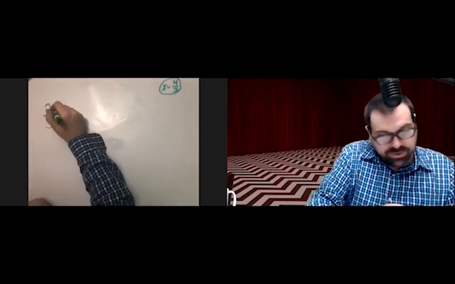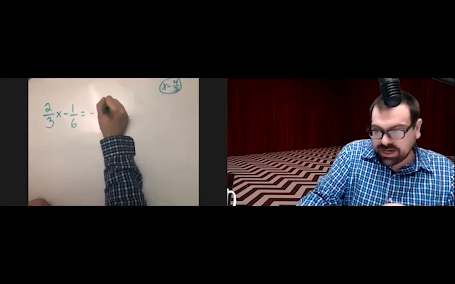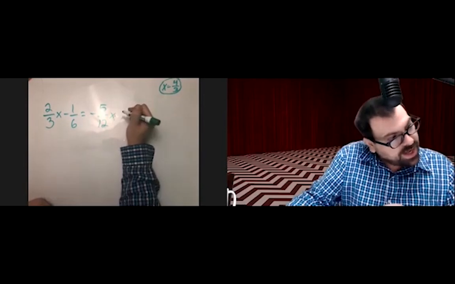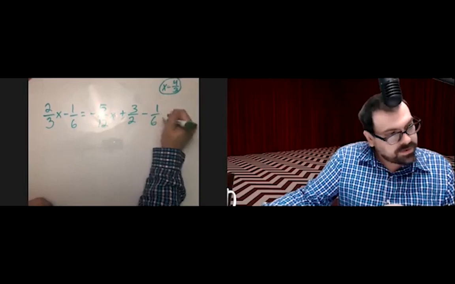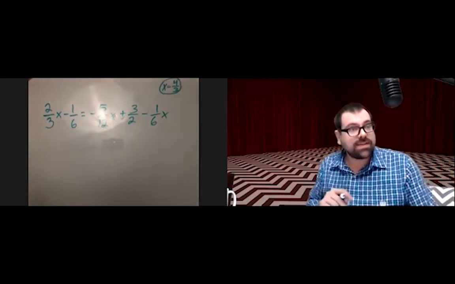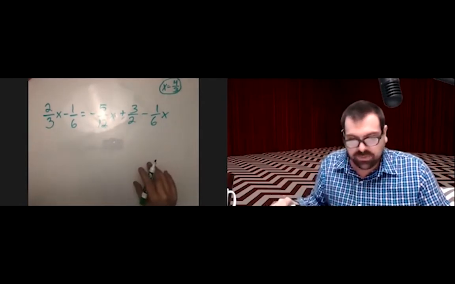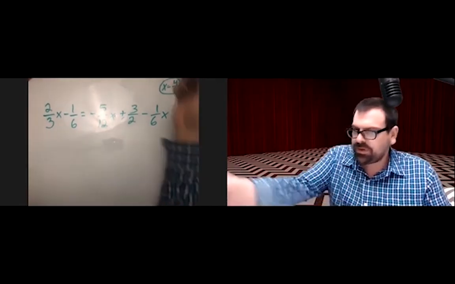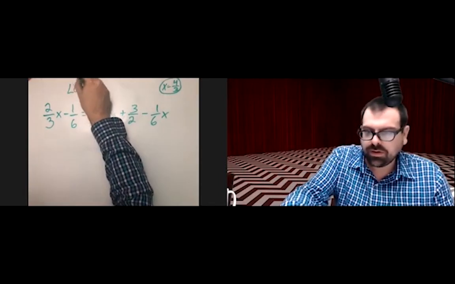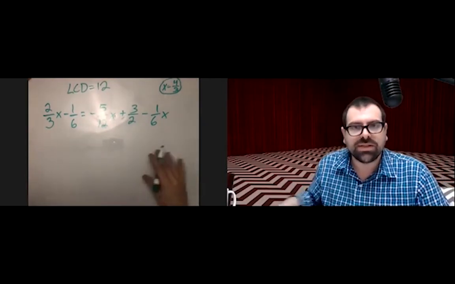So, same problem. 2/3 x minus 1/6 equals negative 5/12 x plus 3/2 minus 1/6 x. We found a least common denominator. We found the least common multiple of 2, 3, 6, and 12 to be 12. When we made the lists, we saw 12 was the first one that was in all 4 of them.